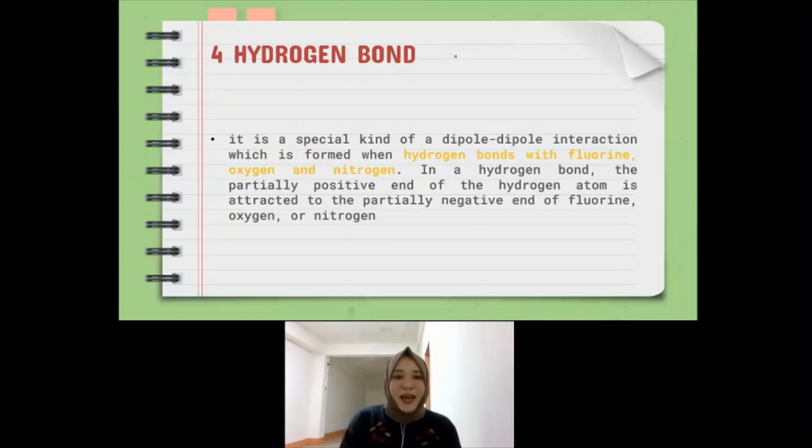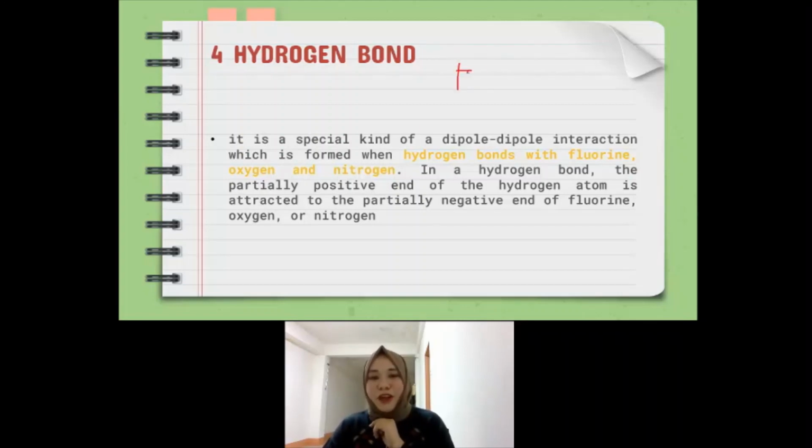Now, the last one, we have the hydrogen bond. It is a special kind of dipole-dipole interaction which is formed when hydrogen bonds with fluorine, oxygen, and nitrogen. Actually, among the 4 bonds, ang hydrogen ang pinaka-strongest. Though if you could remember in your Chem 1, i-compare mo si hydrogen bonds sa ionic o covalent bonds, ang hydrogen ang pinaka-weak. But if i-compare mo si hydrogen bond sa LDF, ion-dipole, o dipole-dipole interaction, ang hydrogen bonds ang pinaka-strong. Okay? So it's usually involved with fluorine, oxygen, and nitrogen.